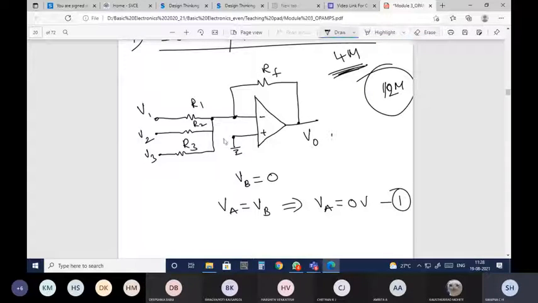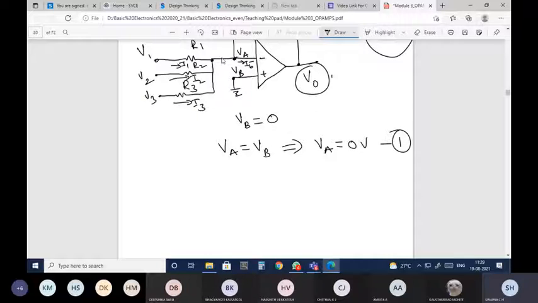Okay. So now, to find the output voltage V0, I'm introducing some additional variables. Those additional variables are nothing but VA and VB. So VB is equal to 0 volts, so VA will also be equal to 0 volts. Then I'm also introducing the currents. This current is I1, this current is I2, and this current is I3. And let me name this current as IF.